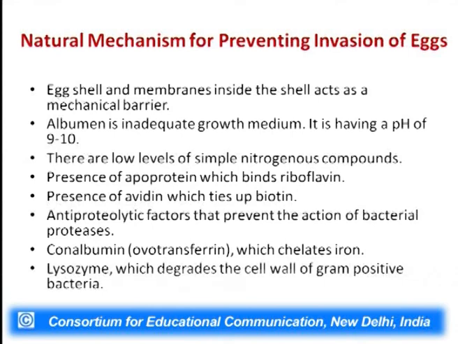Presence of apoprotein is there, which binds riboflavin, so that it is not available for the growth of bacteria. Similarly, there is presence of avidin which ties up biotin, so that it is not available for bacterial growth. Antiproteolytic factors are also present in egg, and these prevent the action of bacterial proteases. Conalbumin is present which acts as a chelator and binds iron. Lysozyme is also there which acts on the cell wall of gram positive bacteria.